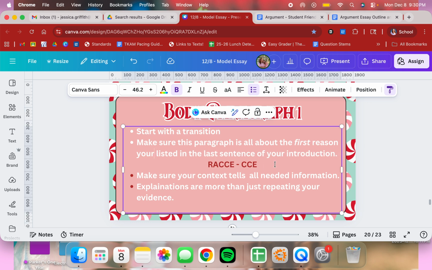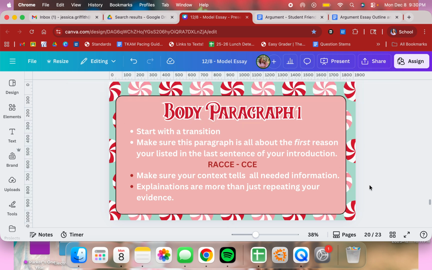All right, the rest of your paragraph is completely and totally structured like a RACE response, just like we talked about yesterday. So restate and answer the given prompt again and your reason for why you believe what you believe. Give context, cite, explain, and then go back and do it all over again for your second piece. So context, cite, explain. Make sure your context tells all the needed information, and make sure the explanations are doing more than just repeating your evidence.